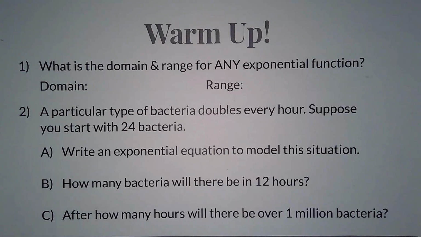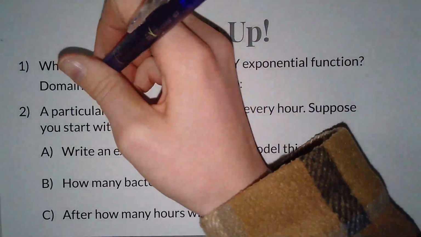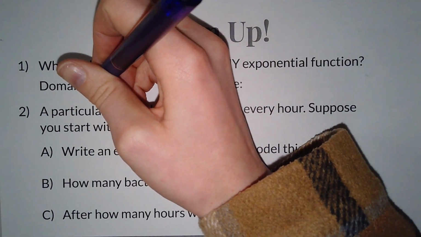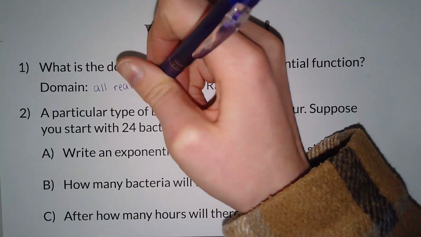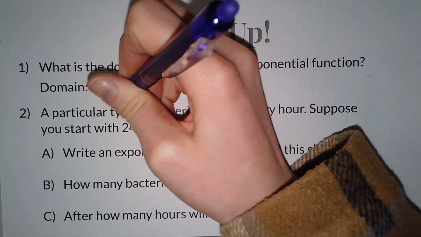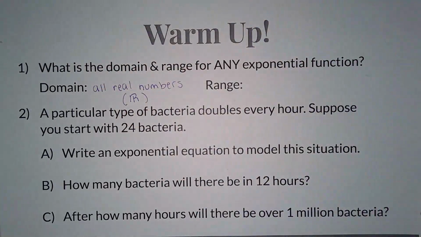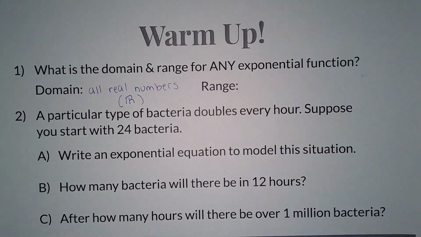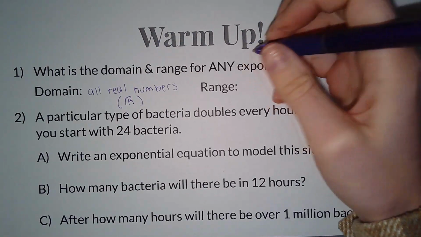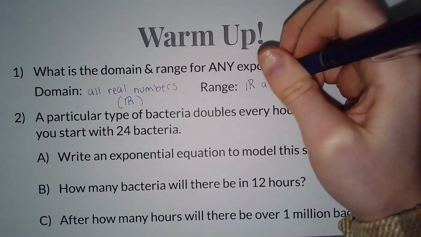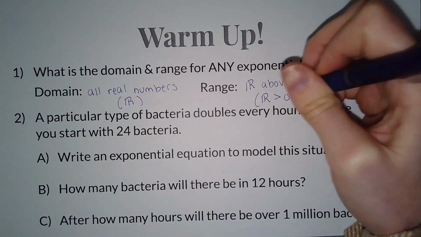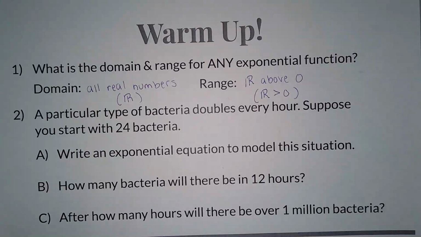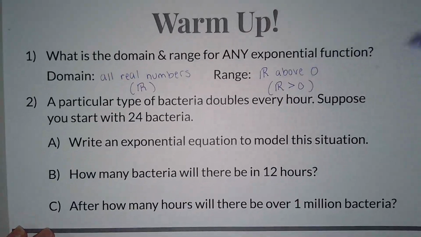We did look at this when we looked at our graphs for exponential growth and decay. We should know that the domain of any exponential function, it doesn't matter what it looks like or what the numbers are, is all real numbers. You can write that in words, or we can use our symbol, which is that fancy R. Your range, we should know, is all real numbers above 0. So we could put all real numbers above 0, or we could use our symbols, which would be all real numbers greater than 0. That's true for any exponential function, so make sure that you know that.